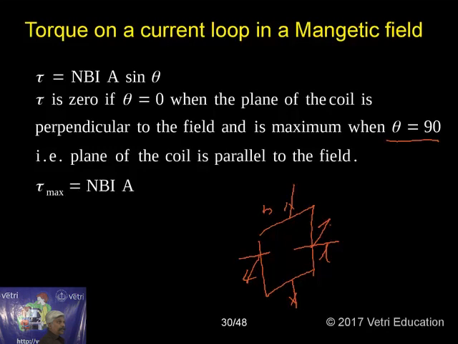When theta is equal to 0, then the coil comes perpendicular. If theta is 90, the coil becomes parallel. That you have to understand. Immediately you cannot get to this angle.